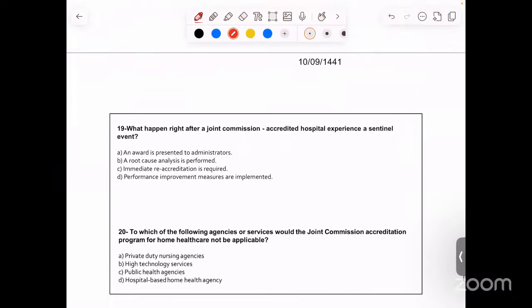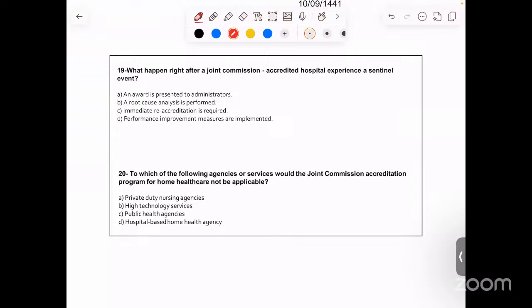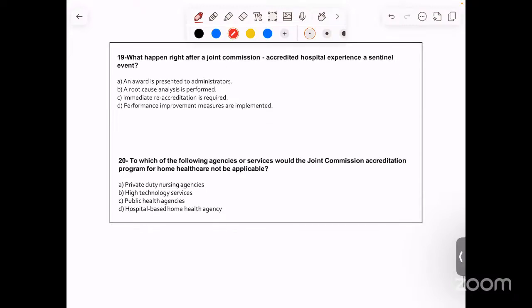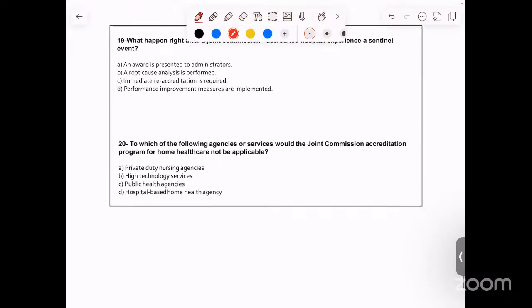For number 19, what happens right after a Joint Commission accredited hospital experiences a sentinel event? A, an award is presented to administrators. B, a root cause analysis is performed. C, immediate re-accreditation is required. D, performance improvement measures are implemented. Letter B. Excellent. So once a sentinel event occurs, the next step is to conduct a root cause analysis to assess areas of improvement.